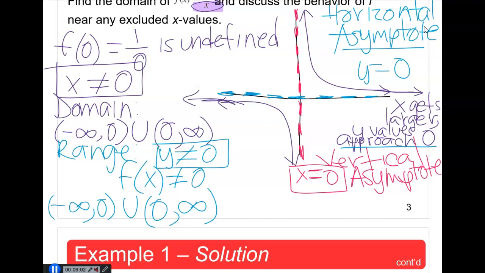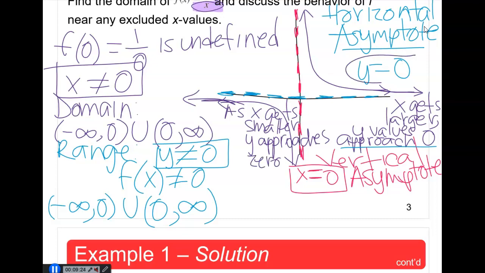So we could make a similar statement that as x gets smaller, y approaches, getting closer and closer to 0, the value of the horizontal asymptote.